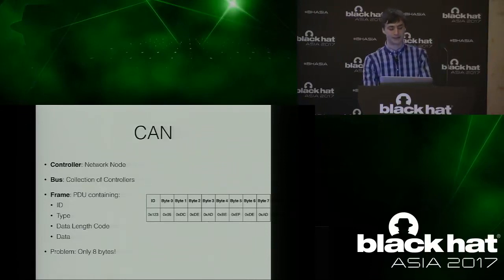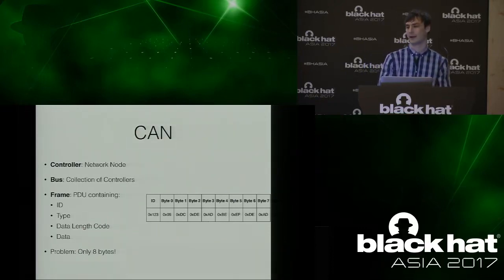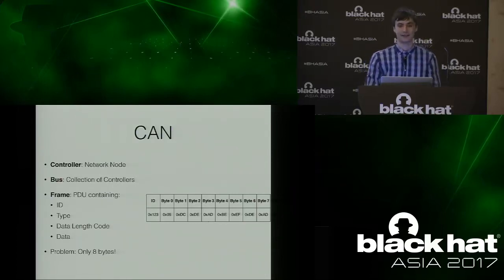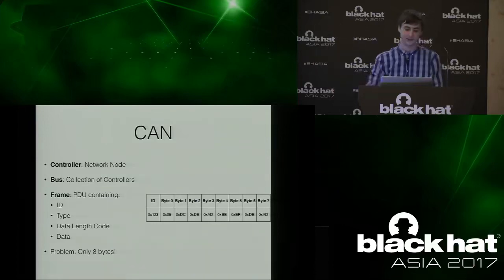A frame is the protocol data unit we're interested in. It has an ID, a type, a data length code, and some data. We really only care about the ID and the data for today. The ID is a number, for standard CAN frames just between 0 and 7FF hex. And that tells us what this frame means. Then you have the data, which is up to 8 bytes, in this case some dead beefs. And that's your actual payload.